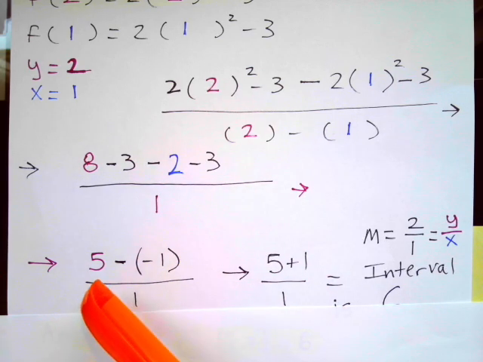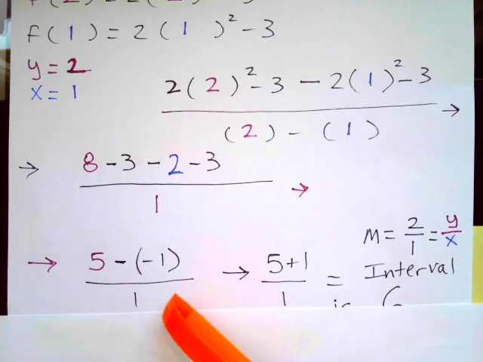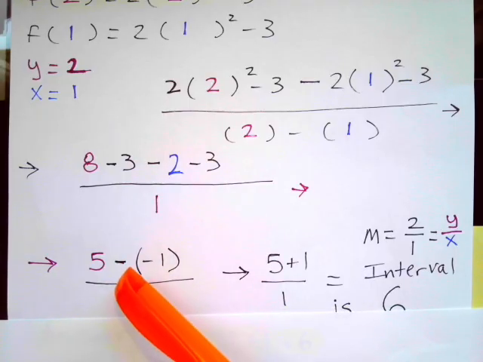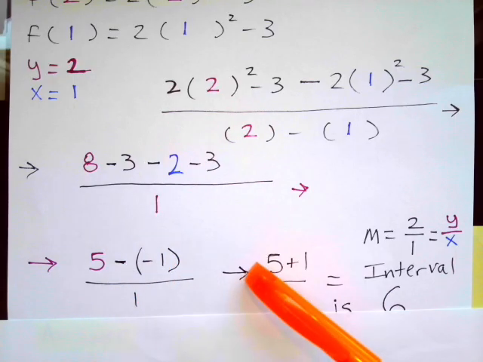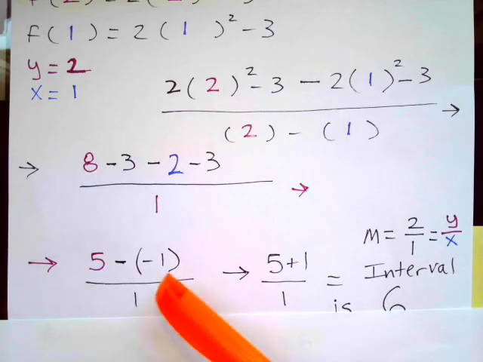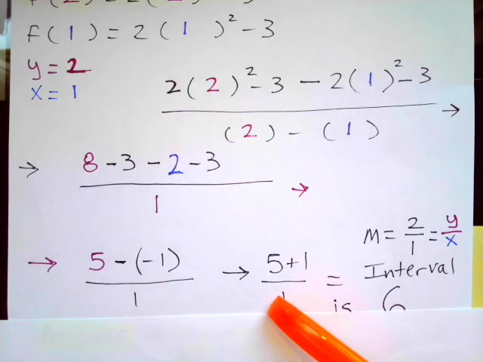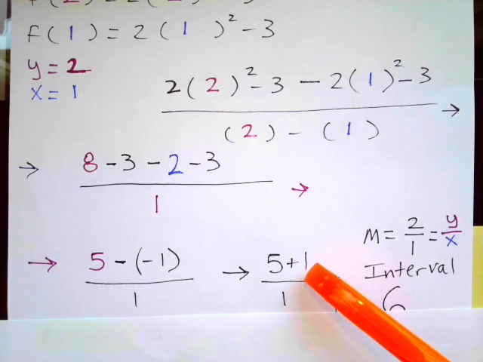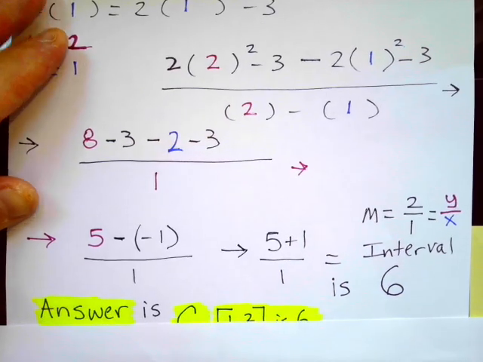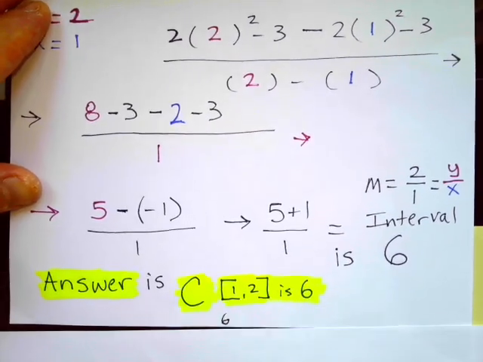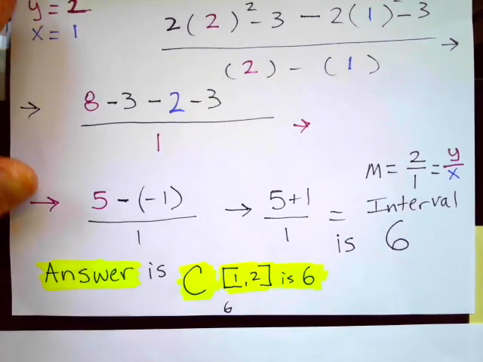Okay? 5 minus a negative 1, divided by 1. Remember that negative invisible 1 times a negative 1. A negative times a negative is a positive. So we end up with 5 plus 1 divided by 1. What is 5 plus 1? It's 6 over 1. Your interval is 6. The answer is C.